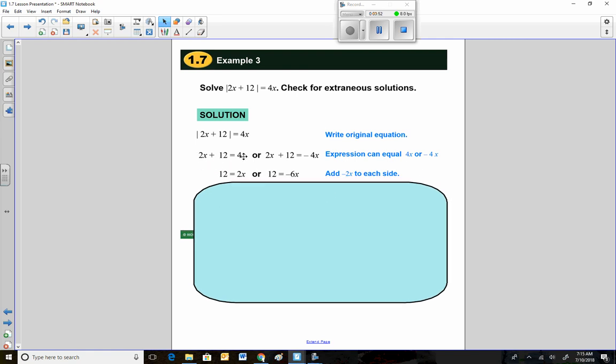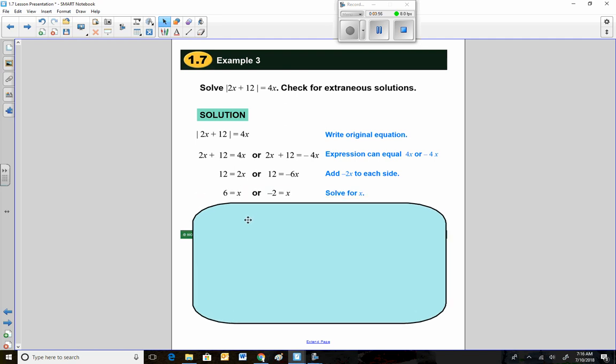We're going to subtract our 2x from both sides, and we get 12 equals 2x. Then we divide by 2, x equals 6. Work on the right-hand question. We subtract the 2x, and you get 12 equals negative 6x. Now we divide by negative 6, and we get negative 2. So those are our two solutions.